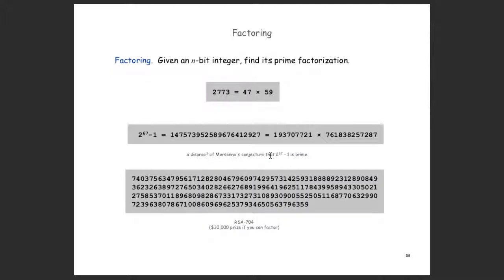Given an n-bit integer, find its prime factorization. What do I need to do? What's the easiest way to do it? Start with 2 and start checking whether they're factors or not. Once you do it, then you go on and keep going.